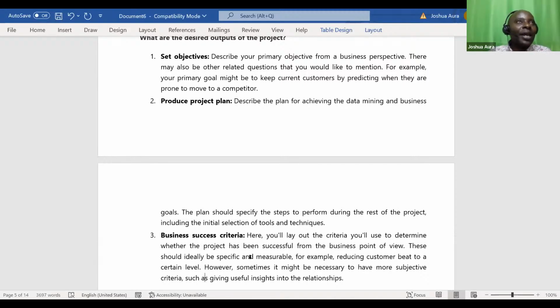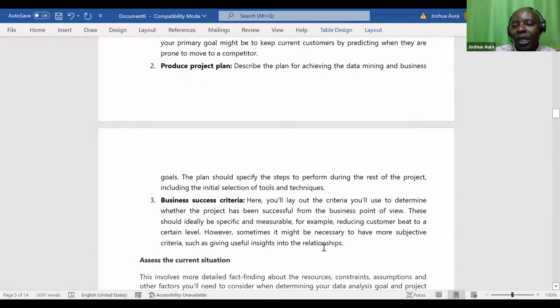Business success criteria. Ladies and gentlemen, I'll be defining my milestones. At what point do I say I have succeeded? Here you lay out the criteria you will use to determine whether the project has been successful from the business point of view. They should ideally be specific and measurable. For example, reducing customer churn to a certain level. However, sometimes it might be necessary to have more subjective criteria, such as giving useful insights into the relationships.